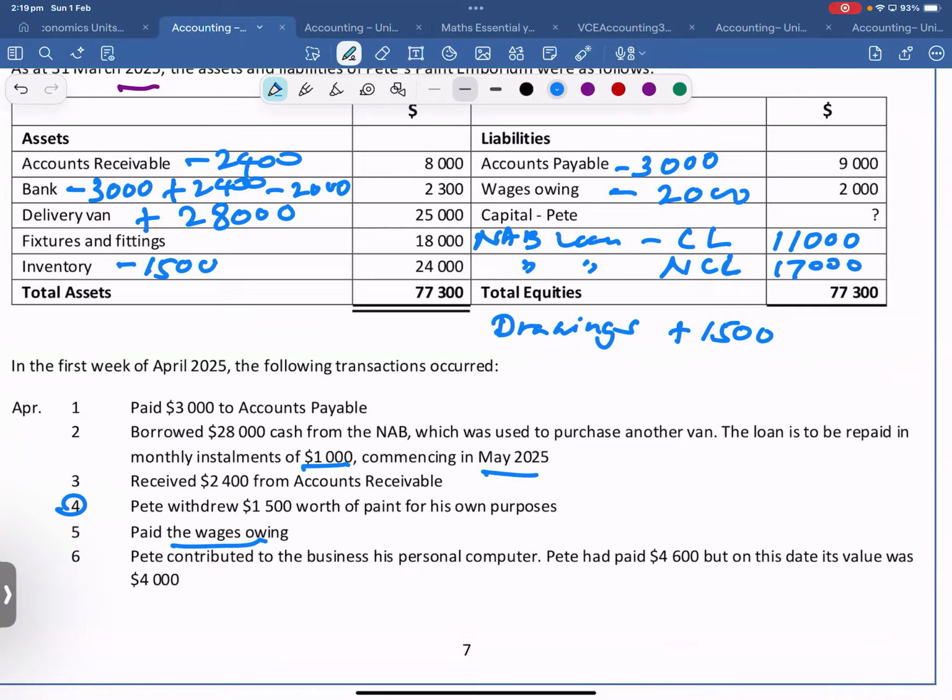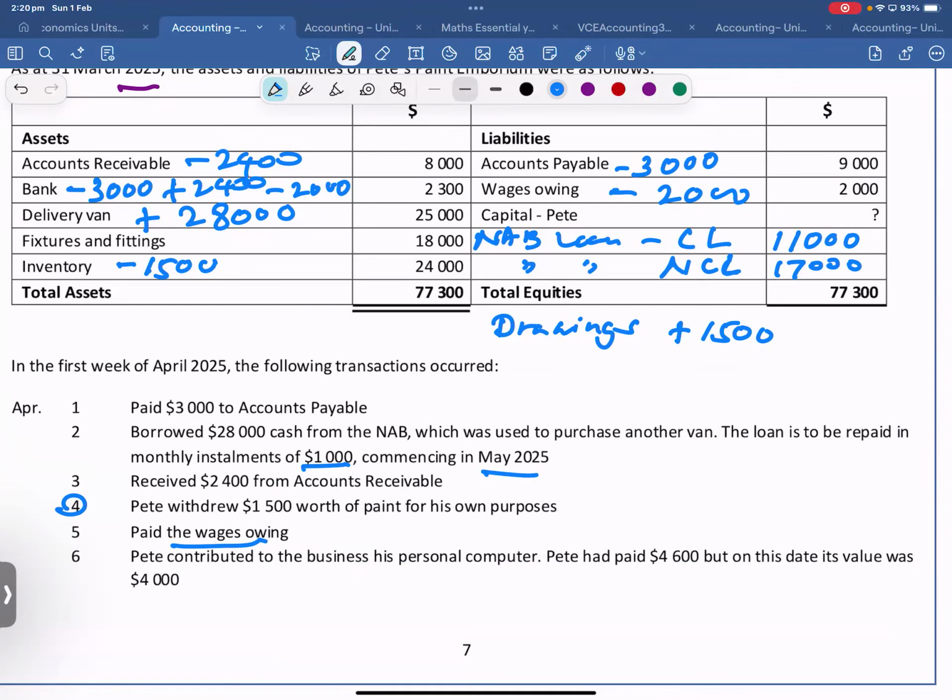Next one, last one, Tanisha. Pete contributed to the owner his personal computer. Pete had paid 4,600. On this date, its value was 4,000. So which amount would be recorded? 4,600 or 4,000?